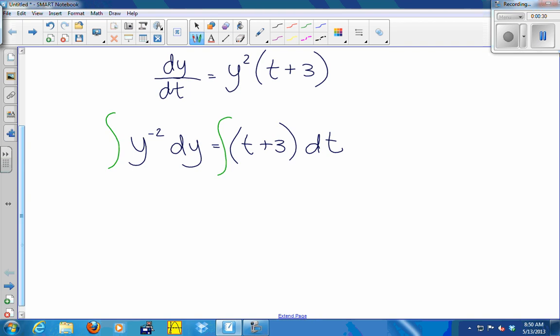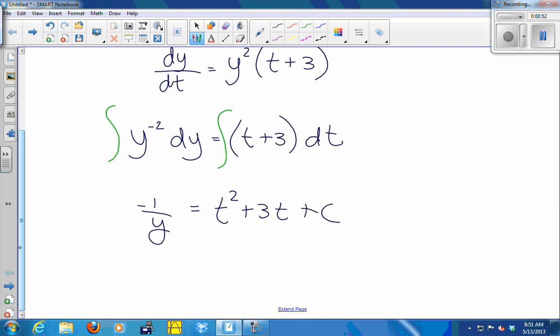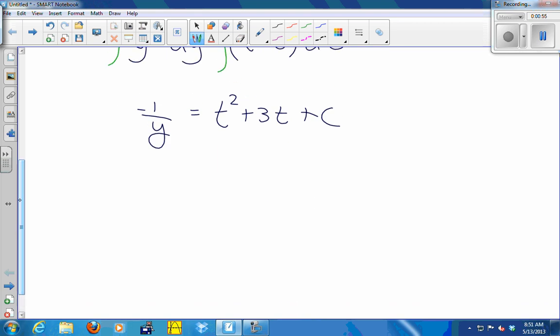And y to the negative 2, when I integrate it, becomes negative 1 over y, negative y to the negative 1. And the antiderivative of t plus 3 would be t squared plus 3t plus c. Now, technically, there's a plus c on both sides, but I just smush them both together into one c on the left. And now I want to solve this equation for y. So I'm going to have y equals negative 1 over t squared plus 3t plus c.